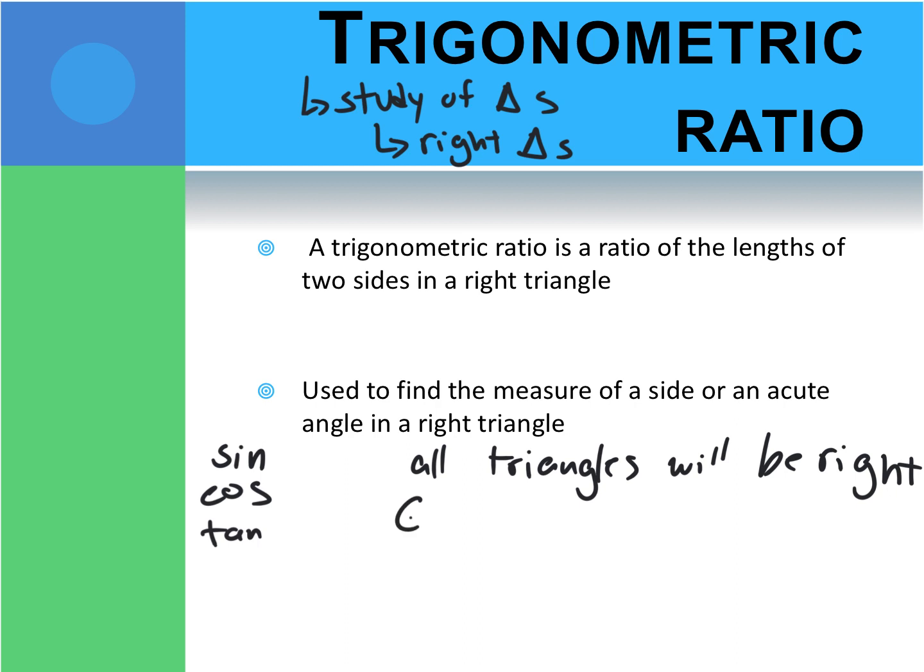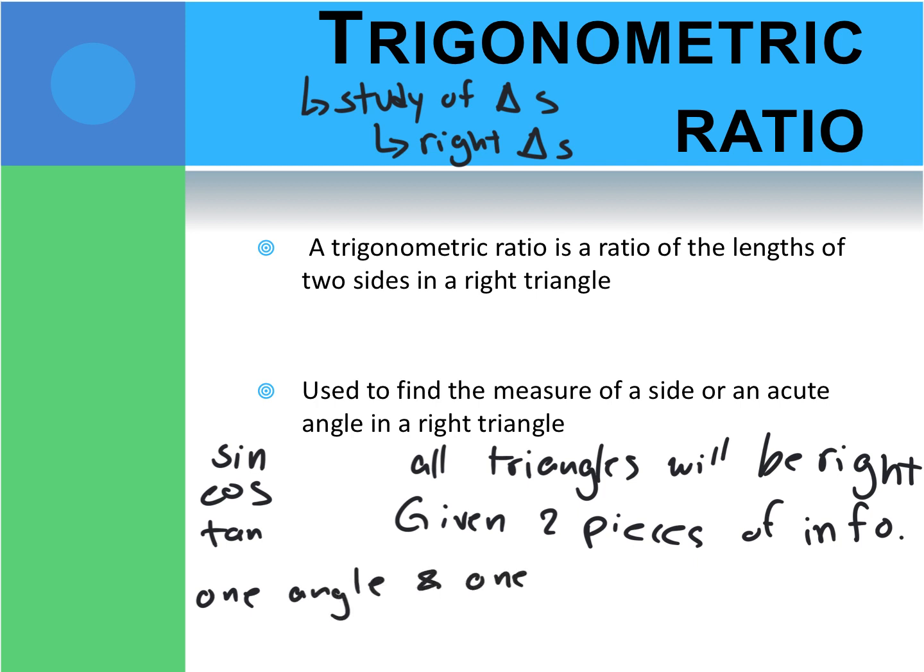And all you need is to be given two pieces of information. You either need to be given one angle and one side, or you need to be given two sides. One or the other is enough information for you to solve the triangles. Now, again, this is two pieces of information. It can be one or the other.